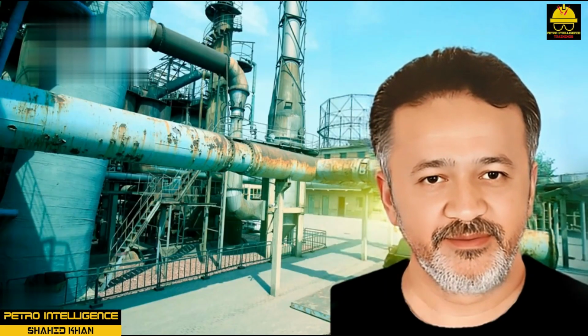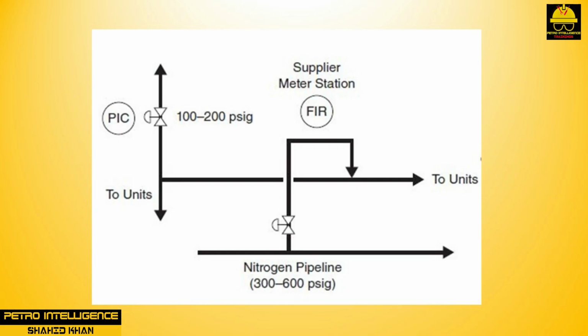Nitrogen systems. Nitrogen gas is usually generated in the plant or purchased from a supply company. If purchased, it is usually delivered by high-pressure pipeline. Pipeline pressures run from 300 to 600 psi. The supplier may own and operate the meter station, which forms the billing basis for the purchase of nitrogen.